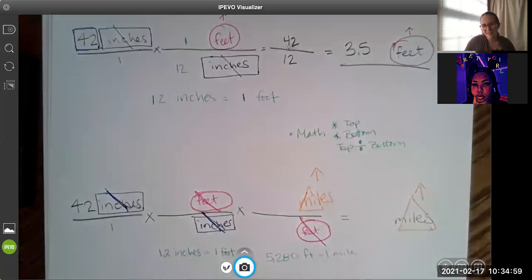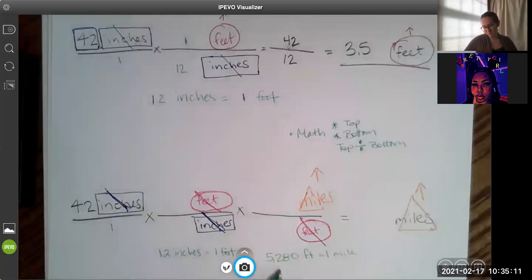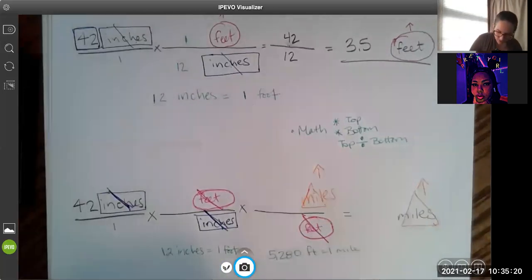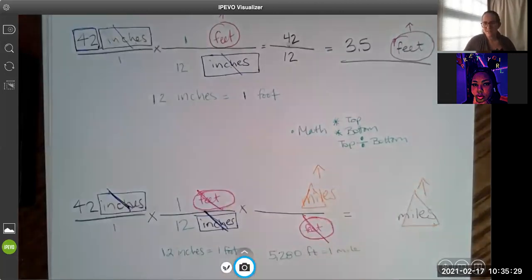But now my question for you is, so you've got your conversion factors, but where do the numbers go? I was going to go for inches. 12 is inches. 1 is feet. There you go. Nice. And then 5,280 is miles.